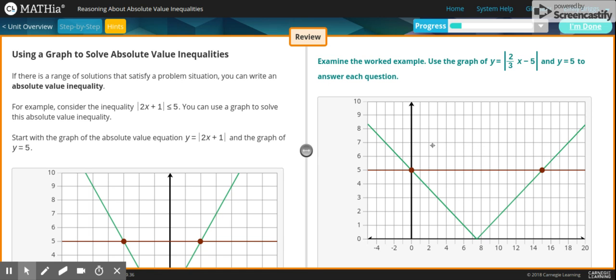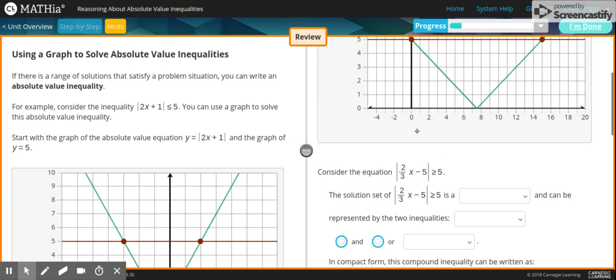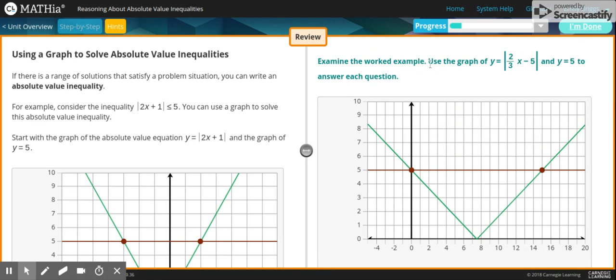Hi guys, so today we'll be reasoning about absolute value inequalities. So this will help you with the second problem. Examine the worked example, use the graph of y equals 2/3 x minus 5 in absolute value signs and y equals 5 to answer each question.